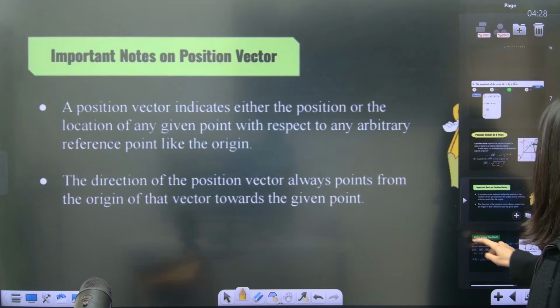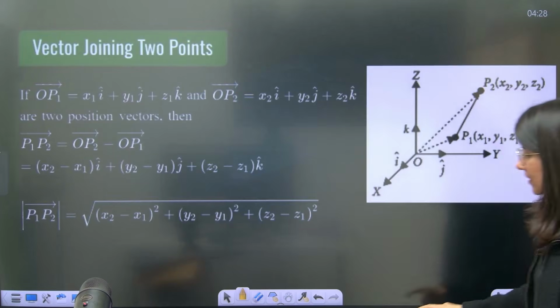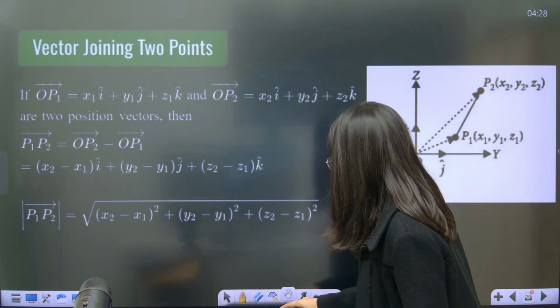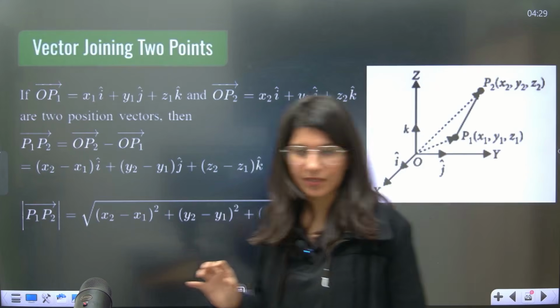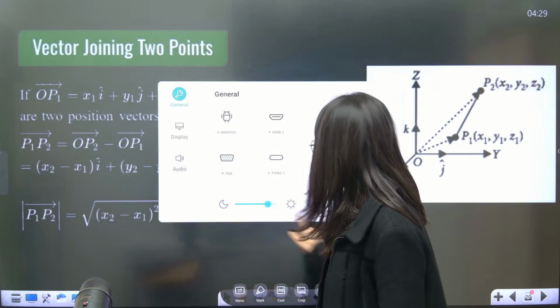Now we are having the vector joining 2 points, okay, vector joining 2 points.